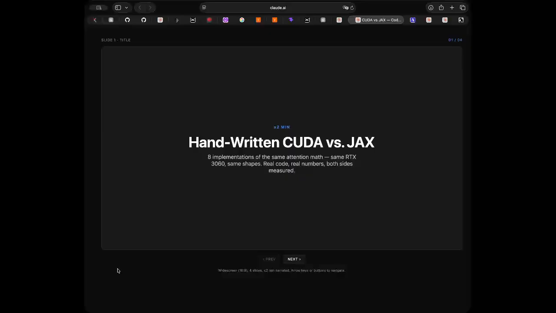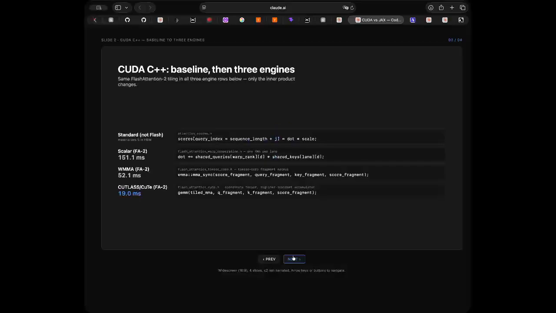And so we're going to compare a number of implementations in CUDA C++ versus Python JAX using the same attention map, the attention map being the attention mechanism from the transformer architecture. We're going to use our same humble 3060 and then we're going to use the same shapes, which is basically the number of blocks and threads that are being launched. And we're going to compare all these implementations.